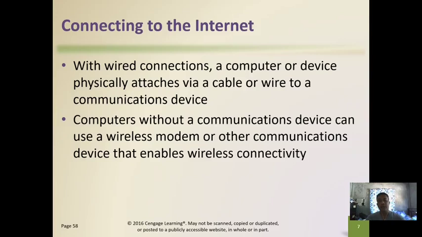And for you to connect to the internet, you must have either a wired or wireless connection. Okay, so a computer or device is physically attached by a cable or wire to a communications device, because if you want to connect to the internet, you also need other devices such as a communications device. Okay, and computers without a communications device can use a wireless modem or other communications device that enables wireless connectivity.